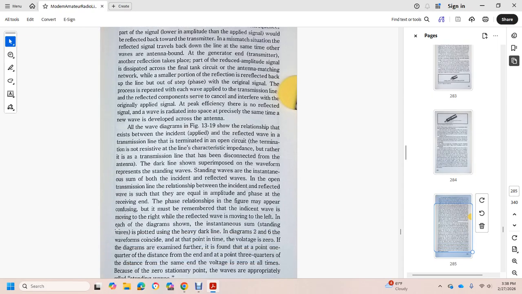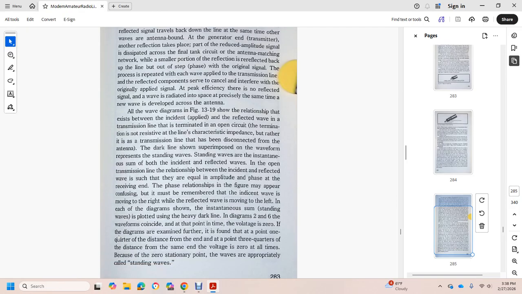The phase relation in the figure may appear confusing, but it must be remembered that the incident wave moves to the right and the reflected wave moves to the left in each of the diagrams. The instantaneous sum of the standing wave is plotted using the heavy dark line in diagrams 2 and 6, with the waveform coinciding with it at the point of time when the voltage is zero. Examining the diagrams further, they were found at the point of 1/4 of the distance from the end and the point of 3/4 of the distance from the end, where voltage is zero at all times, the stationary points of the standing waves.